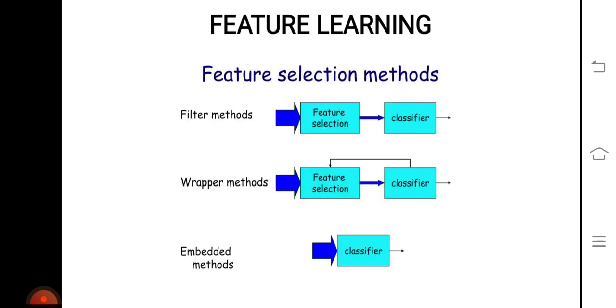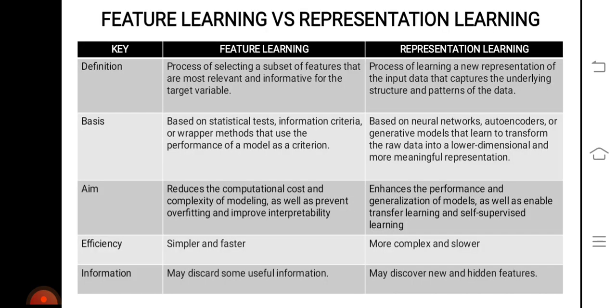For feature learning and feature selection, we can use the filter method, the wrapper method, or the embedded method in order to get the features. We should learn the features from the raw data. Feature selection and classification: in the embedded method, the feature selection and the classifier are both embedded in one thing. That's why it's called the embedded method.